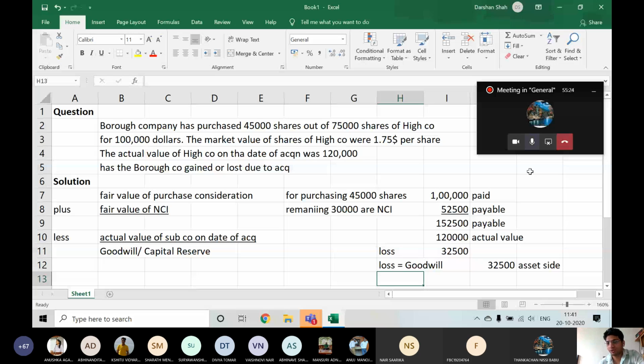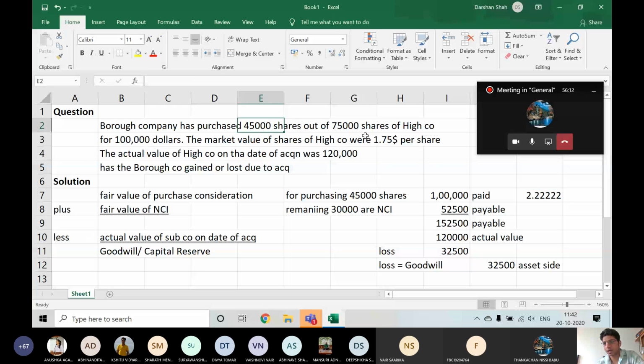See, for example, my company is the parent company, your company is the subsidiary company. But you are a very famous local company who has enough goodwill in the market already. The market value of your shares is 1.75. So actually, when I acquire 45,000 shares of your company, I should have paid you 45,000 shares into 1.75. Yes or no?